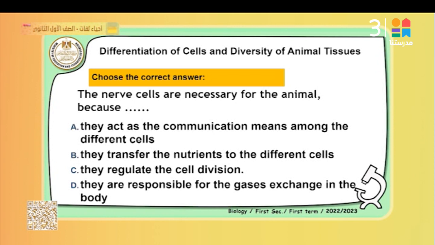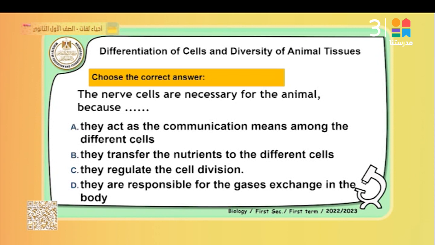The nerve cells are necessary for animals because A, they act as a means of communication among the different cells. B, they transfer the nutrients to the different cells. C, they regulate the cell divisions. D, they are responsible for gas exchange in the body. The first one, they act as a means of communication among the different cells. That's right. Why? Because of the transmission of nerve impulses from the brain and spinal cord and the regulation of the vital activities that occur inside the living cells.